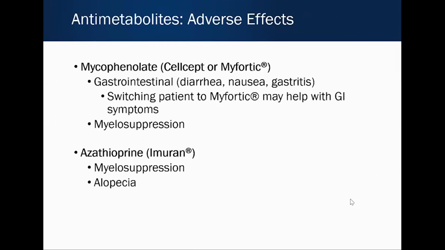We also see myelosuppression with these drugs, so drop in white count, drop in neutrophils, drop in platelets. And then with Imuran, primarily myelosuppression. You can also see alopecia associated with Imuran.